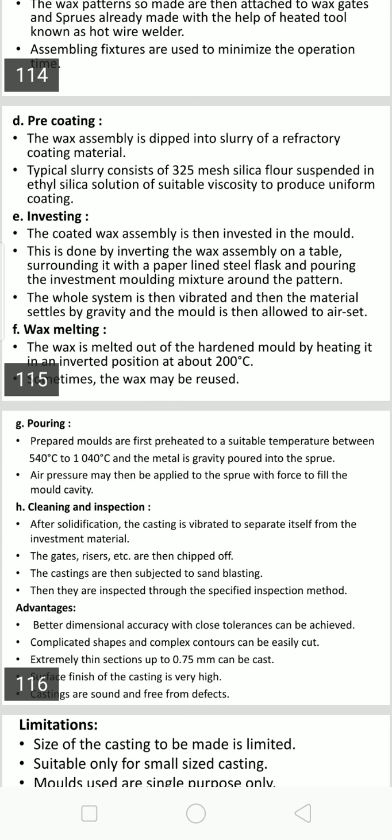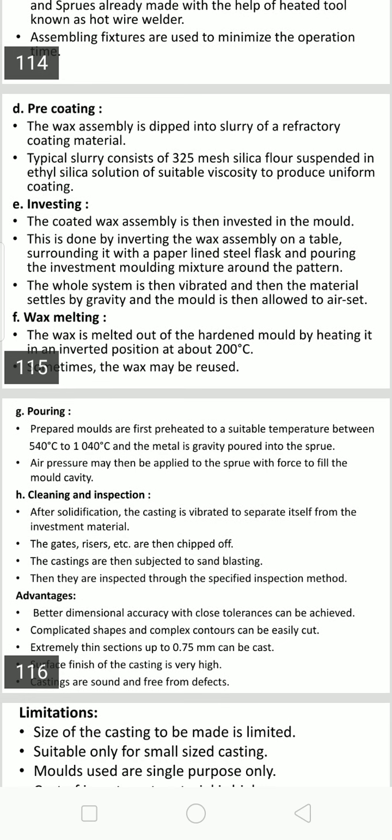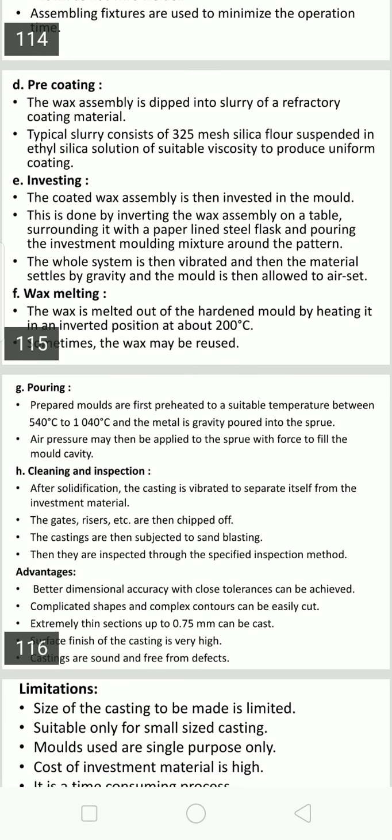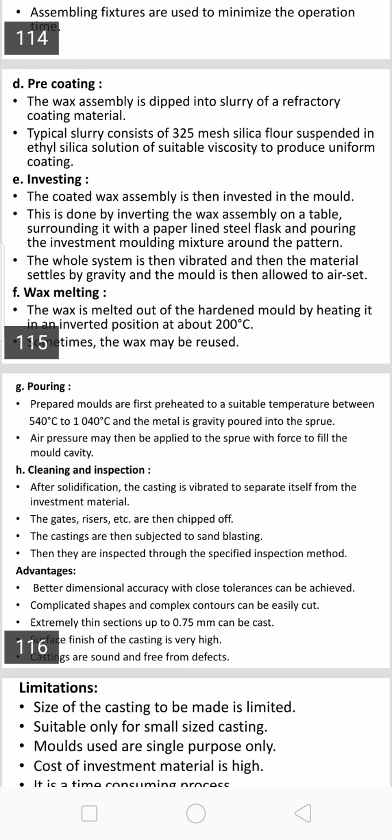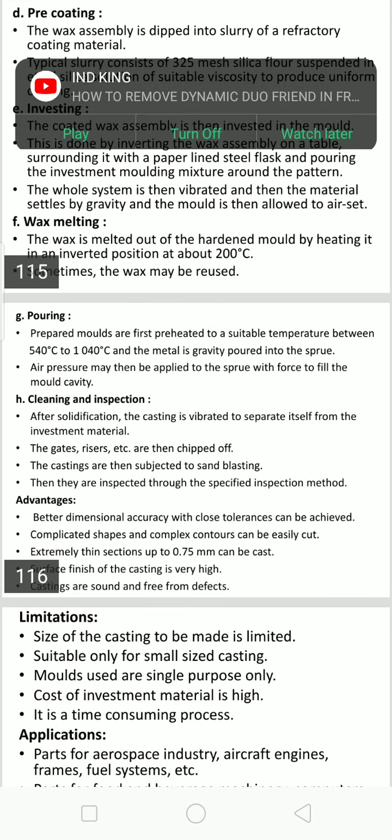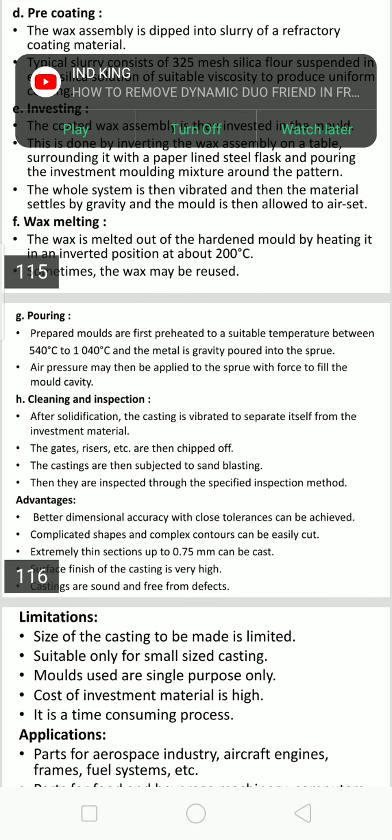The process can be adapted for all types of metals and alloys. Even high temperature alloys can be melted and poured into the shells. Complex shaped parts can be produced. Because of high surface finish, machining can be eliminated. Close control of mechanical properties is possible. Castings are generally defect free. So all these are the advantages.